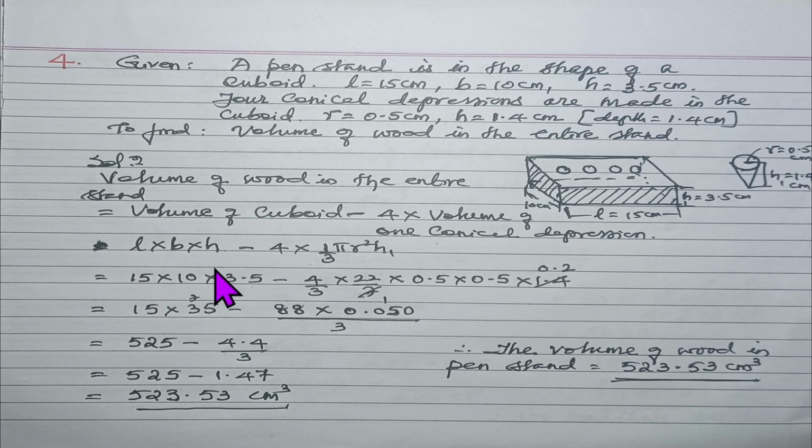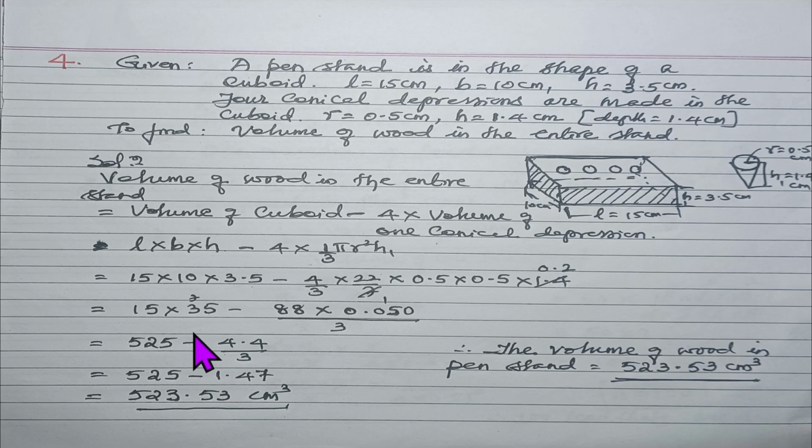So L is 15, B is 10, H is 3.5, 4 by 3, and pi is 22 upon 7, r square is 0.5 into 0.5, and h1 is 1.4, yeah, h1 is 1.4. Now simplifying this, we get 15 into 35, and that is 525. Simplifying this, I get 4.4 divided by 3. Further simplification, I get 523.53 centimeter cube. Therefore the volume of the wood which is there in the pen stand is 523.53 centimeter cube.